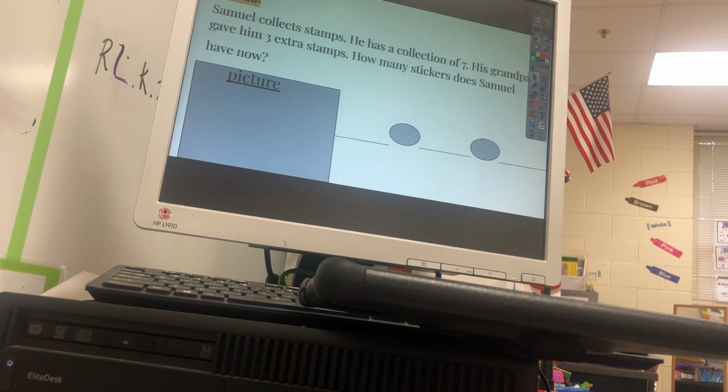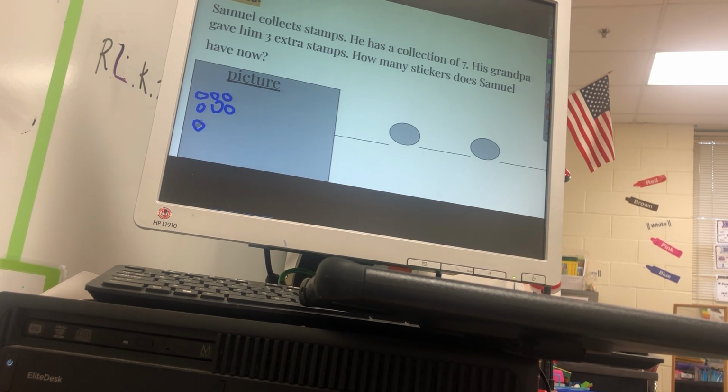Samuel has a collection of stamps. He has a collection of 7 stamps. 1, 2, 3, 4, 5, 6, 7. Okay. His grandpa gave him 3 extra stamps. 1, 2, 3. How many stamps does Samuel have now?